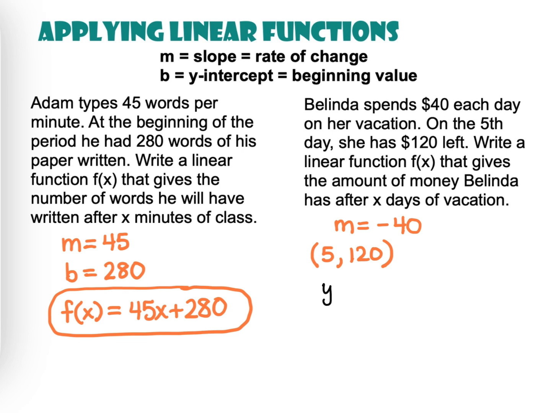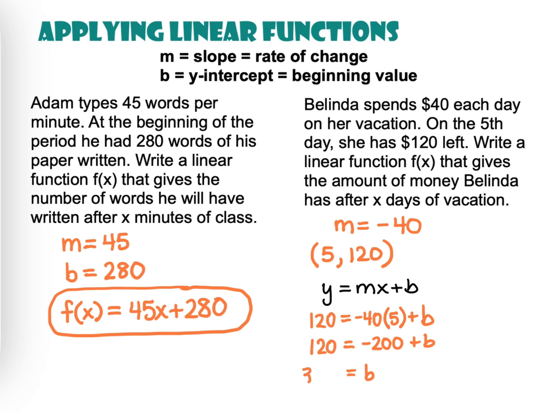You totally could just use your logic or your backwards counting or whatever. I'm going to do it sort of the algebra way. I'm going to plug in the y value I know, the slope that I know, the x value that I know, and I'm going to backtrack to find the b that way. So it's looking like she started out with $320 and she's down to $120 after 5 days.